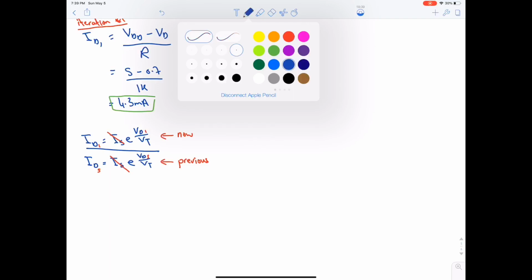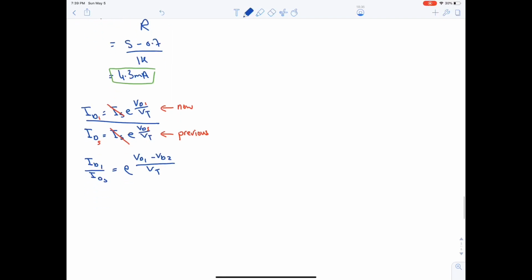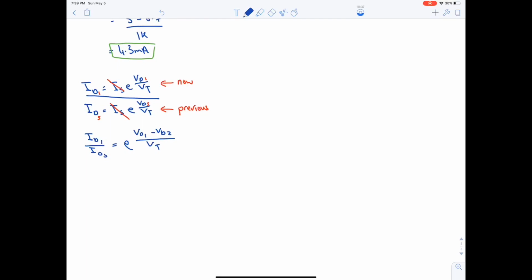Now, we're trying to find VD1. So if you want to make this the subject of the formula, it will be ID1 divided by IDS equal to exponential of VD1 minus VDS divided by VT. Because when we divide powers, they will be subtracted from each other, and because VT and VT have a common denominator, we are subtracting the numerators. Now, applying the natural log will give us the following.